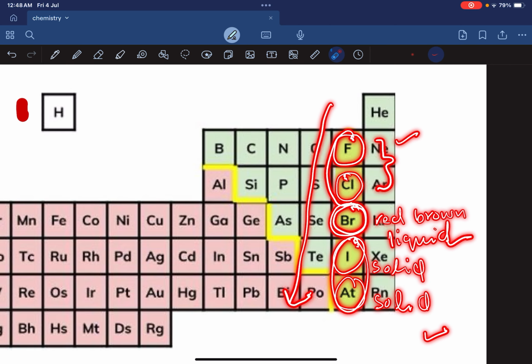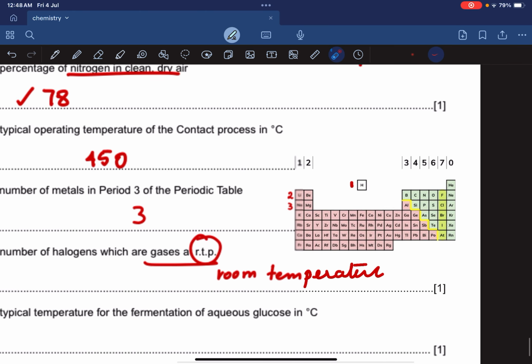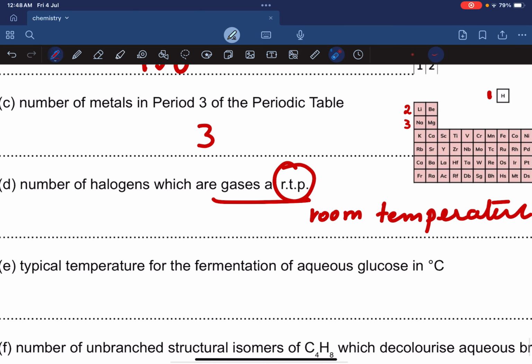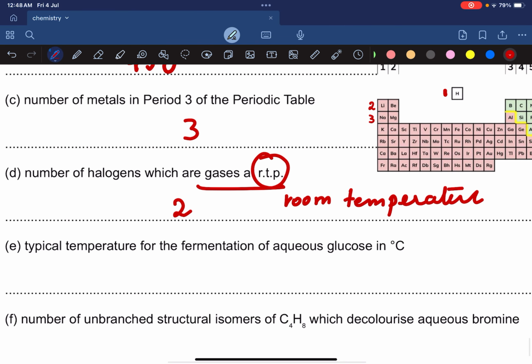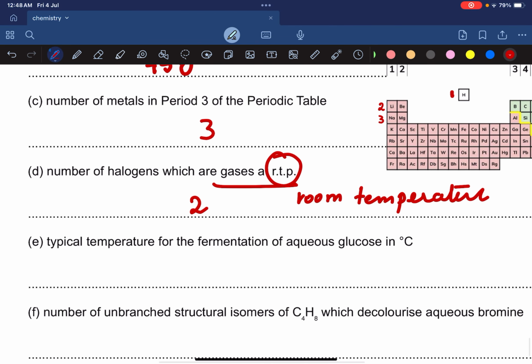So the first 2 members are gases. So the number of halogens that are gases is 2. Okay, typical temperature for the fermentation of aqueous glucose in degrees Celsius. Many people are confused with this: what's the temperature? Some say it's 30, some say it's 37, some say it's 25.